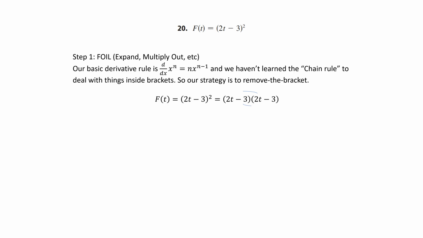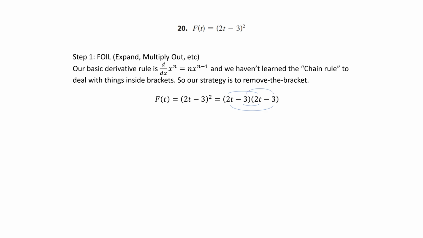Because we haven't really learned the chain rule in this chapter yet, our only strategy is to use this formula. So we have to get rid of that squared feature, and to do that we treat this function as two brackets multiplied by each other. We use something called FOIL: the first two multiplied by the outside two, multiplied by the inside two, and then finally the last two.